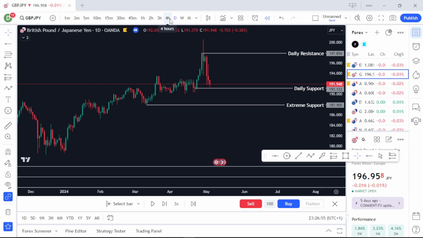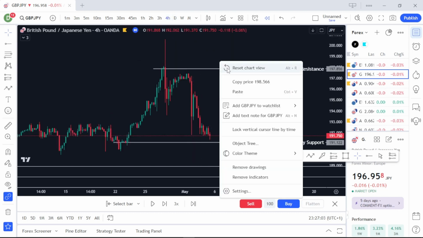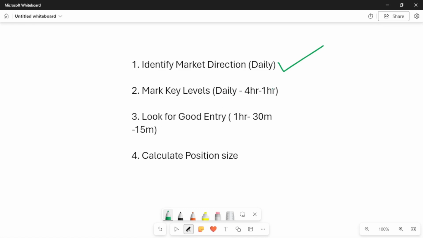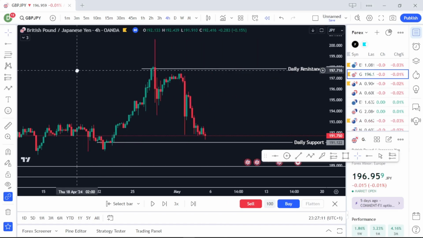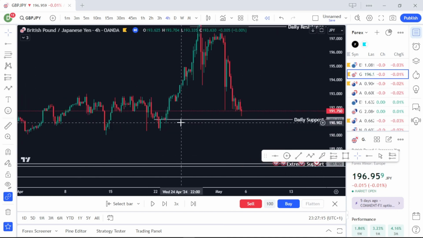So that aside, for the sake of that, we need to use a lower time frame to actually see other key levels that we might be looking for in the market. So for that, let's go over to the 4-hour time frame. Remember, the rule says what? You are starting from daily to 1-hour time frame. So those are the time frames you need to look out for. So from here now, on the 4-hour, we can't really identify any new areas.